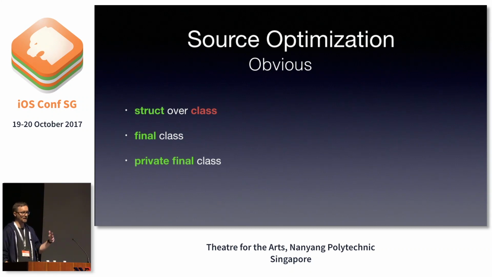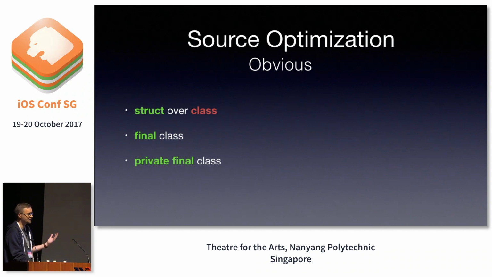Source optimization, some obvious. You know that probably. Struct over class. Everyone says that. Why? Because a struct probably will be allocated on the stack, and stack allocation is fast. I will talk about it more. A class can be allocated on the stack, but most likely will be allocated on the heap. And a class has more things, like inheritance that has to be checked at runtime. So there are more jumps when you access a class than a struct, probably.